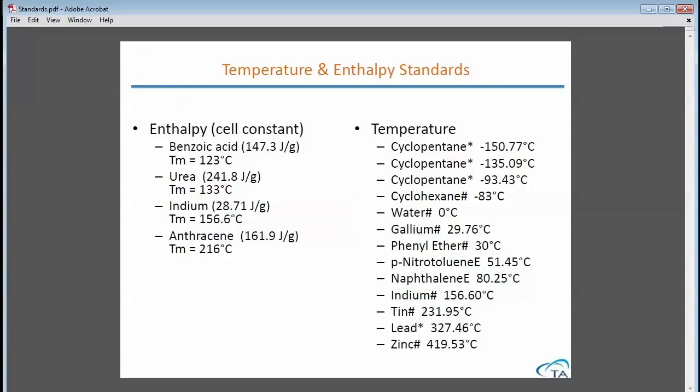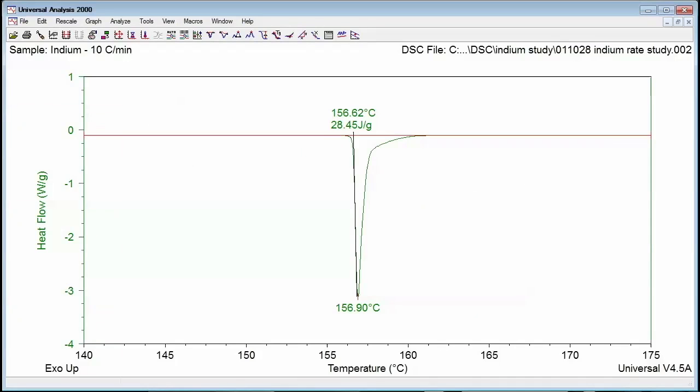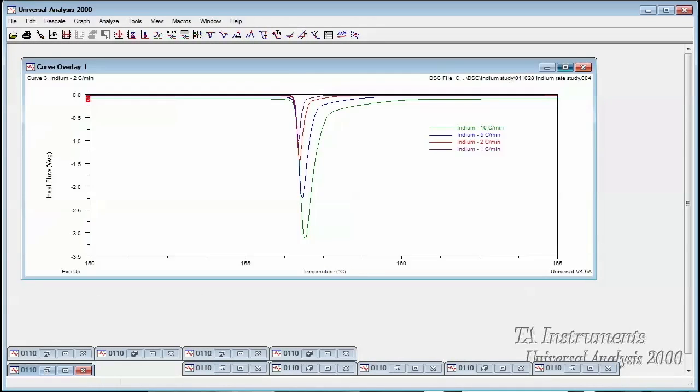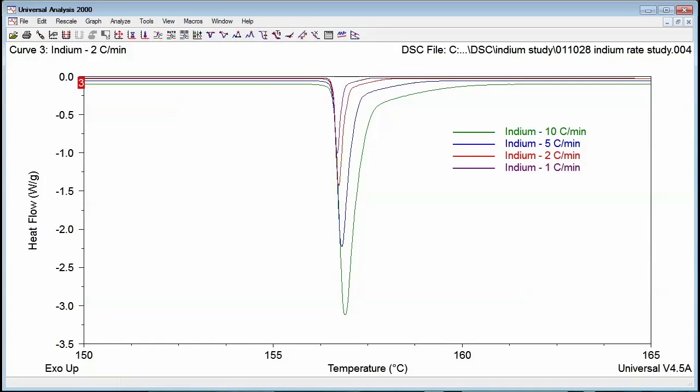This table shows some of the typical standards used for DSC. You may want to verify the performance across a range of heating rates as well. TA Instruments DSCs measure the sample temperature directly and as such do not require a heating rate dependent calibration. This can be verified by analyzing a sample of indium at several different heating rates, such as 1, 2, 5, and 10 degrees per minute.